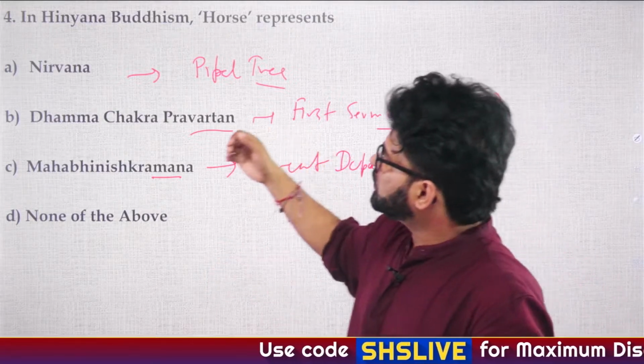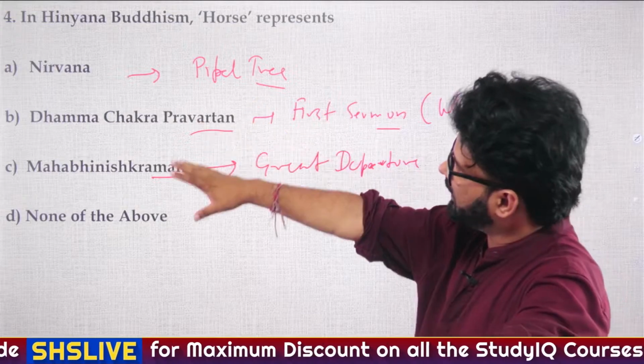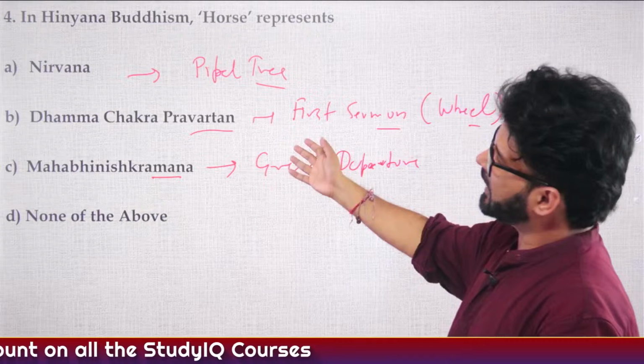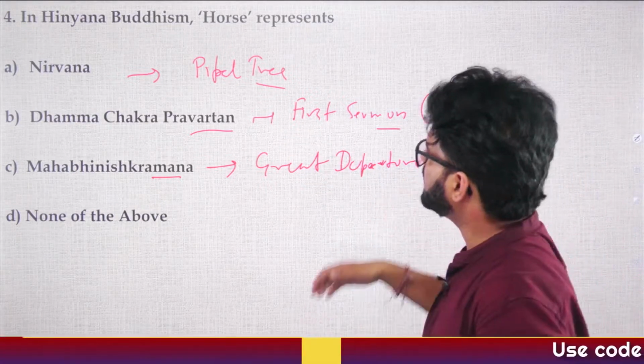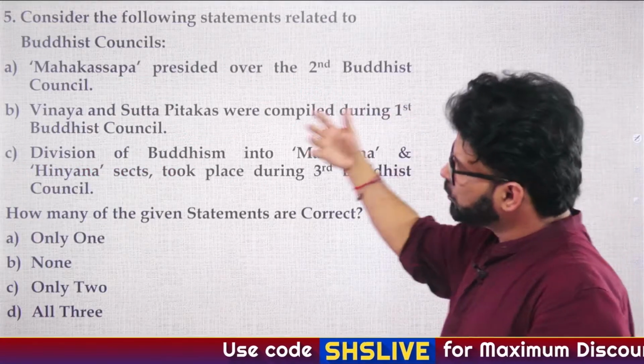Yeah. So again, I was just doing that question, Bulbul. In Hinayana Buddhism, horse represents what? A is Nirvana, B is Dharmachakra Pravartana, C is Mahabhinishkramana, D is none of the above. So the answer is C, Mahabhinishkramana, great departure. You also said the same, right? Nirvana is the peepal tree. So let's move on. Now let's do one more question on this.